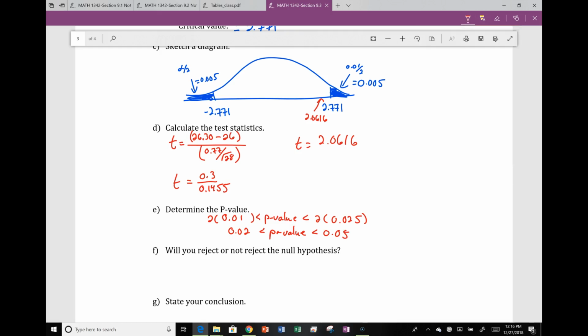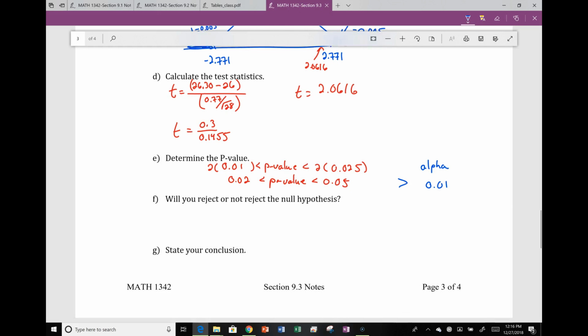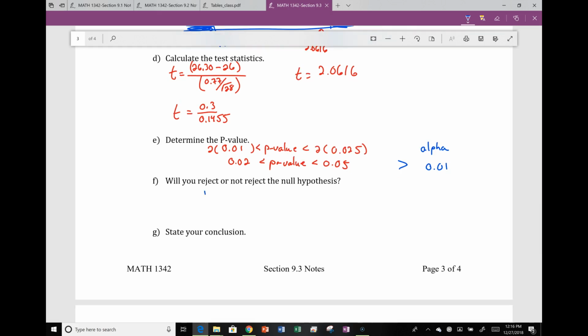I compare this to the alpha of 0.01. Both of these are larger than your alpha. Since the p-value is larger, as well as the test statistic is not in the critical region, do not reject the null hypothesis.